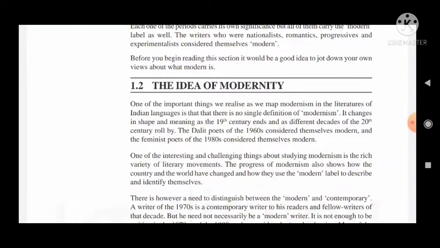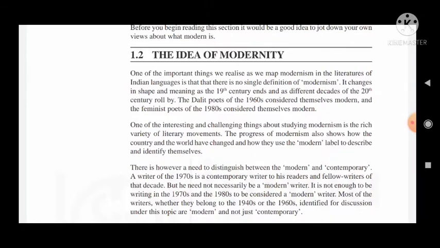It changes in shape and meaning as the 19th century ends and as different decades of the 20th century roll by. The Dalit poets are the main key point here. As the 19th century ends and different decades of the 20th century roll by, then the Dalit poets came. The Dalit poets of the 1960s considered themselves modern, and the feminist poets of the 1980s considered themselves modern.